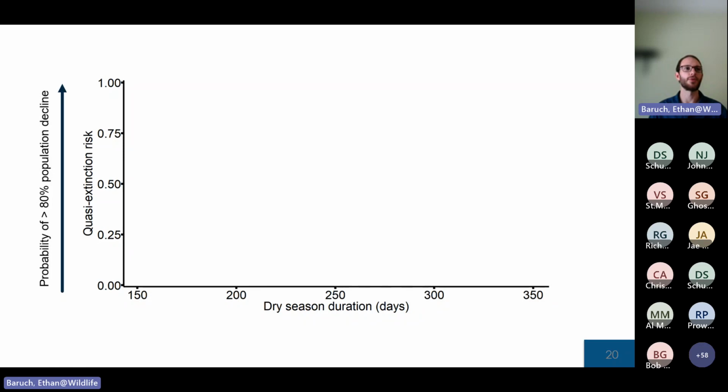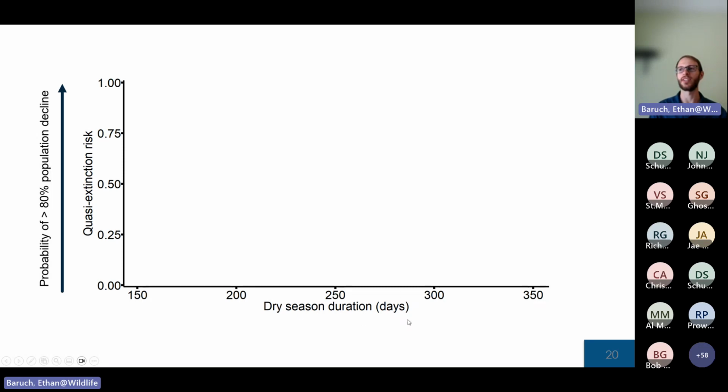So to look at this portion, I used a metric called quasi-extinction risk. This is the likelihood that the population would decline by greater than 80% over the next 10 years, and this is a metric that's used by the IUCN to identify species at high risk of extinction. So what I did here is I ran many different flow scenarios that had different targets of each of these flow metrics, spanning the observed range of each metric.